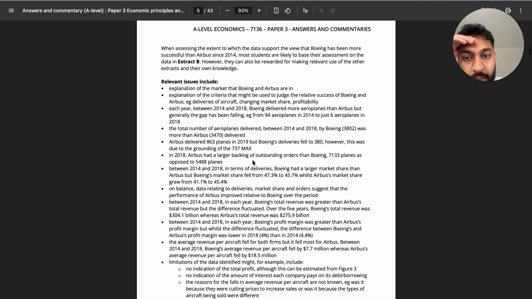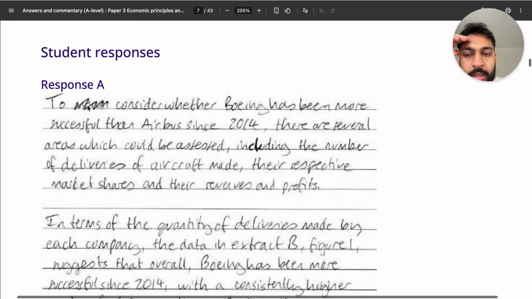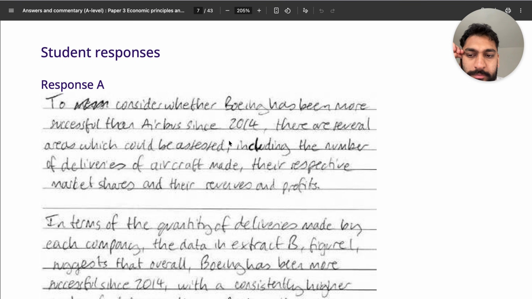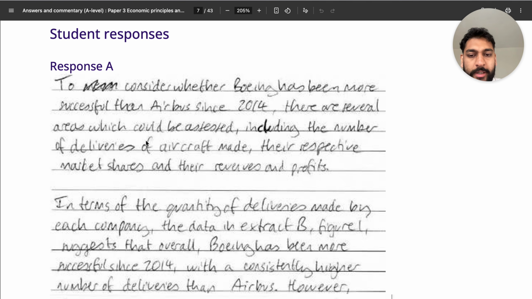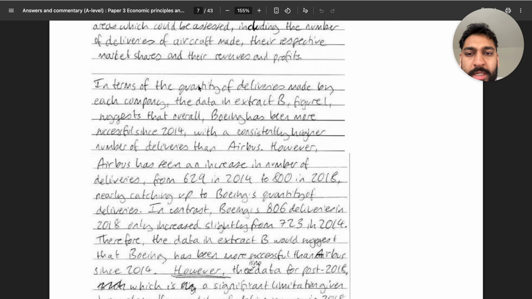Okay, so let's have a look. The answer that got 10 marks says, to consider whether Boeing has been more successful than Airbus, there are several areas which could be assessed. The number of deliveries they made, their market shares, and their revenues. So that's straight out of the data, and that's completely fine. With the macro stability one, we might want to consider our own reasons before looking at the extract. That's completely fine. In terms of the quantity of deliveries made, the data in extract B figure 1 suggests that Boeing has been more successful. Clear argument: Boeing has been more successful because of the number of deliveries made.